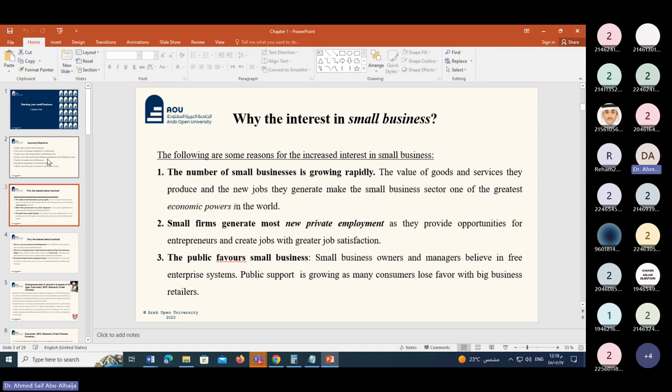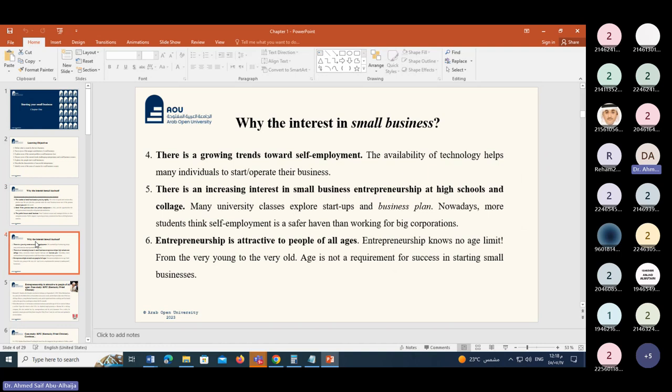And yes, I understand you. Also, the small business owners need to offer the people the right quality, the right price, the right value, right? Sure, agree with you, 100%. I cannot buy only from you if you don't offer good quality, for sure, no. Right. Another factor, there is a growing trend towards self-employment again.